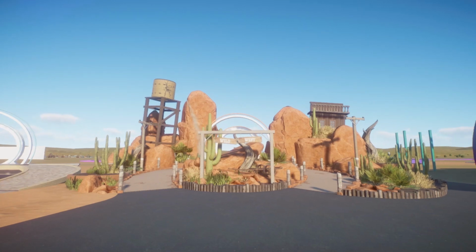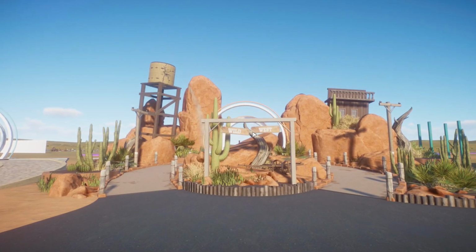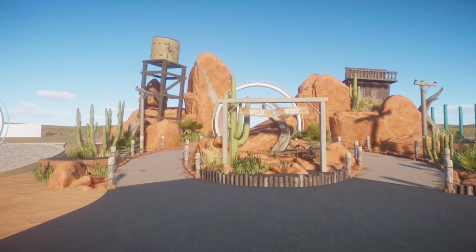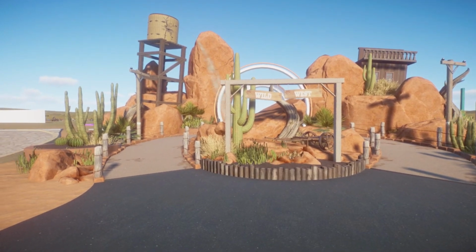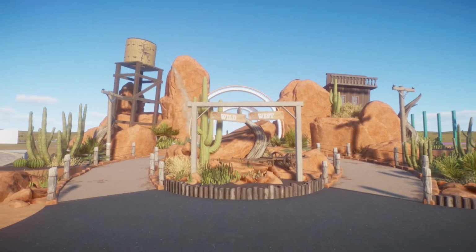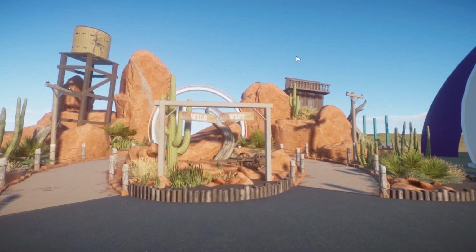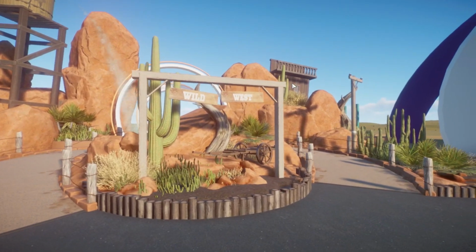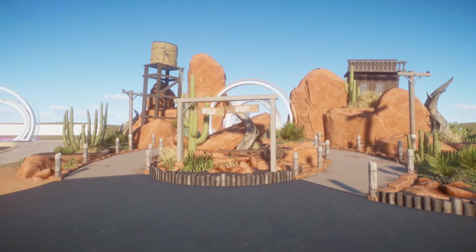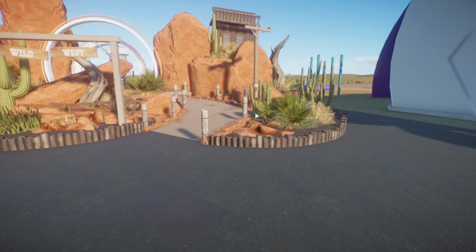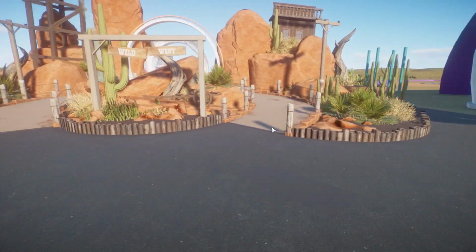Alright, so looking at this now, I'm kind of considering putting in a bigger sign as well. Because this is very small, but I like it. I think it looks fun. This is the kind of fake wall thingy that I was talking about. And it has some planters around.